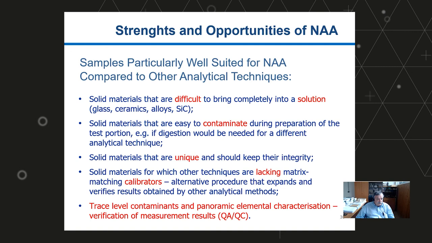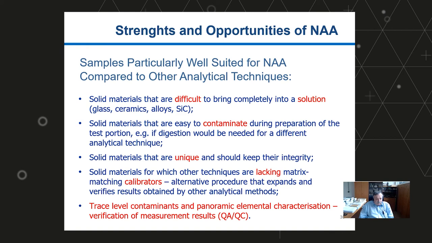Now, which are samples that are particularly well suited for NAA, from the application side? So these are particularly solid materials that are difficult to be brought into the solution, like glasses, ceramics, carbides, solid materials that are easily contaminated during preparation, as we need only small or even no preparation of the sample, the possibility to contaminate the sample is very low. Then we can analyze solid materials that are unique, because we may not destroy them. I will show you some examples later on. And materials which lack appropriate matrix matching calibrators.